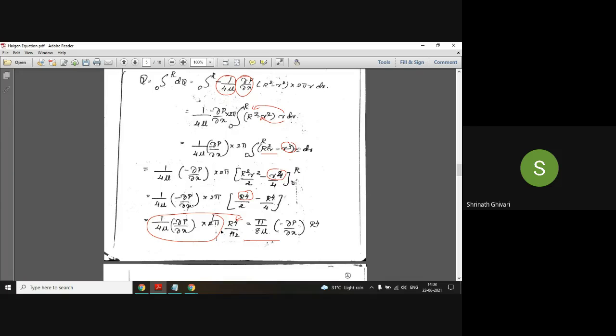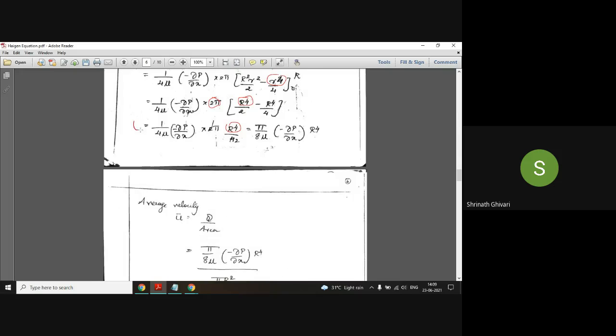Then I have multiplied with it pi by 8 mu, because 4 into 2 is 8 mu, minus dou p by dou x into R raised to 4. So I have taken LCM over here and got R raised to 4 by 4 into 2 pi. We have got an expression like this: pi by 8 mu minus dou p by dou x into R raised to 4. So this is an expression for discharge Q.